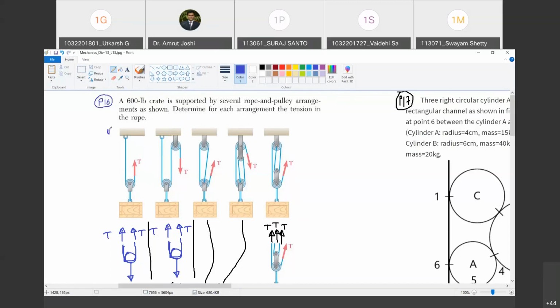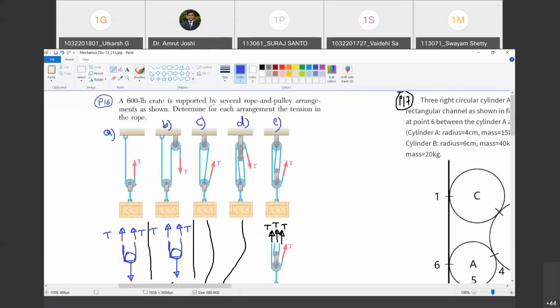So this is A. Let us call these A, B, C, D, E. So the problem has 5 subparts. Are you with me? Determine for each arrangement the tension in the rope. So if I were to find out the tension in the rope, it is obvious that I have to cut the rope. Do you agree with me? Okay. Now, we are going to draw free body diagrams of the various pulleys. Are you with me?